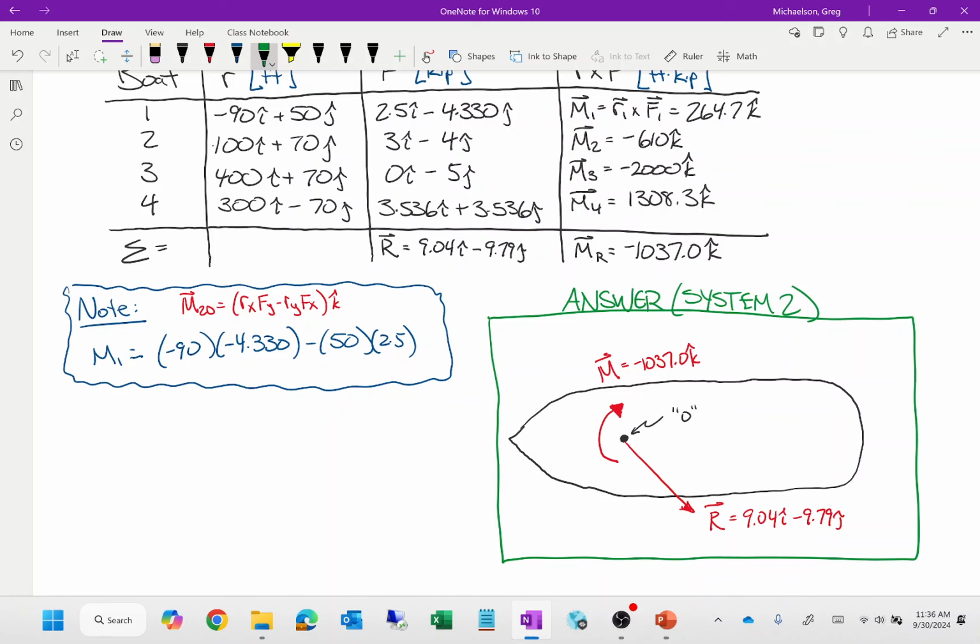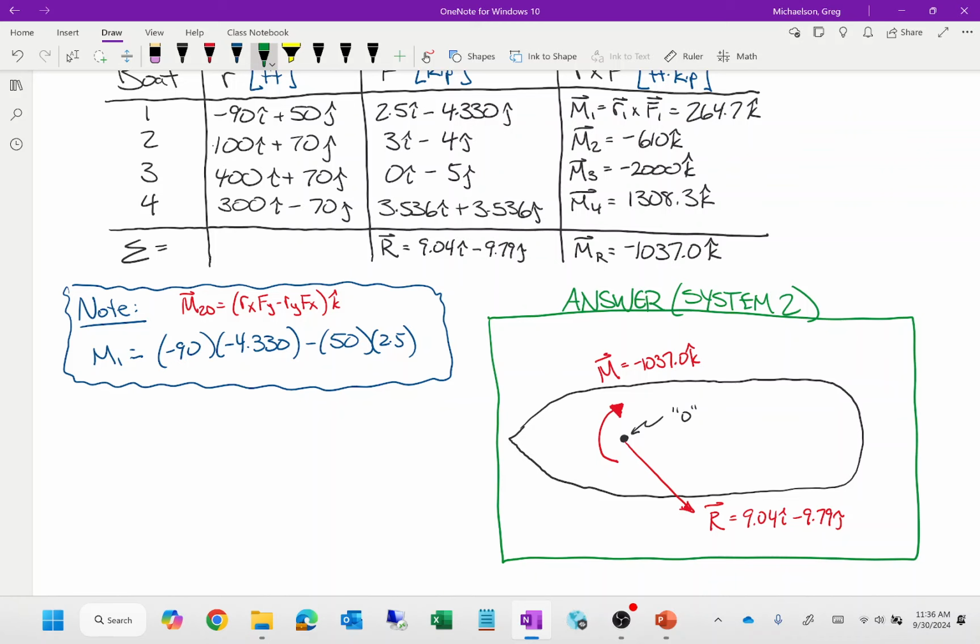Why? Because look at this table. That, and that, that's all the forces in system 1. This, that's all the moments in system 1. This resultant vector is the sum of all those forces. This resultant vector is the sum of all of those moments. So if I get rid of all those and replace it with this, these systems are statically equivalent. Does that make sense? Okay.